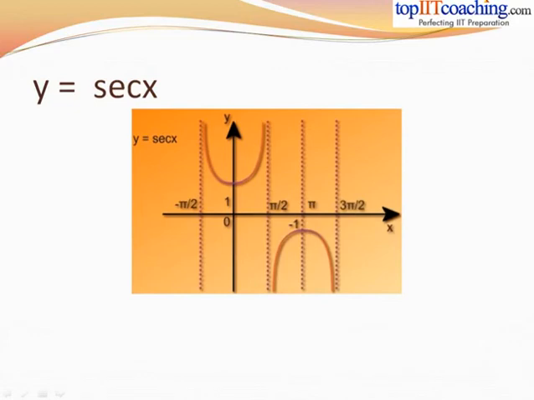Now we see that the domain is R minus (2n+1)π/2. So at the points π/2, 3π/2, or -π/2, -3π/2, we see that the value is equal to infinity or -infinity. So this is not included in the domain of sec x. So R minus (2n+1)π/2 is the domain of sec x, and the range is R minus the interval -1 to 1. There is no such value of y between -1 and 1. So the range becomes R minus the interval -1 to 1.